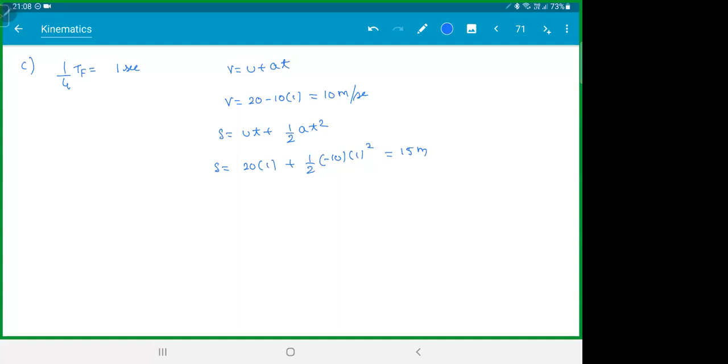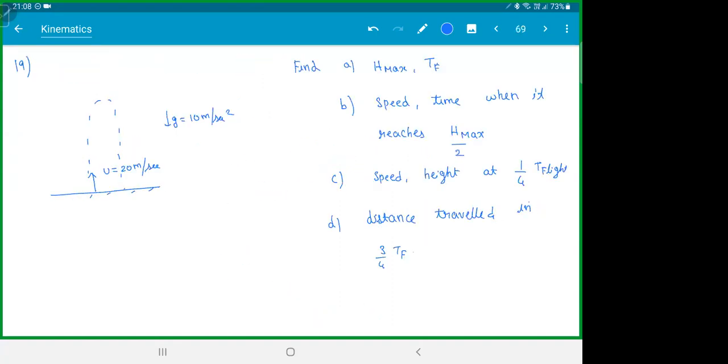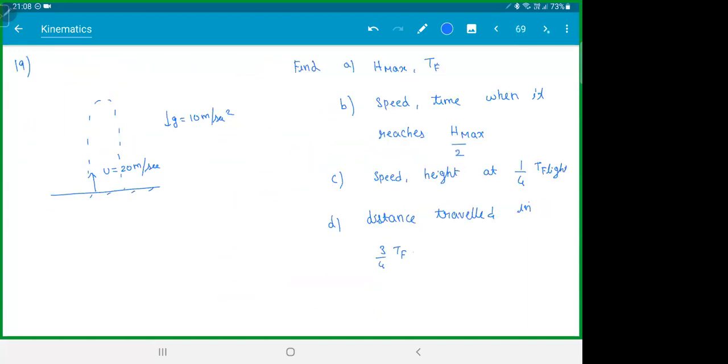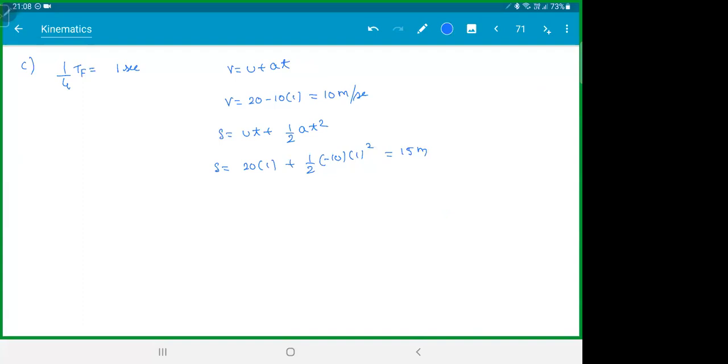What about the distance traveled in 3/4 of the time of flight? That would be a good question. What is the distance traveled in 3/4 of the time of flight? Okay, I'll give you a minute for that. Any doubts on this? A, B, C, please ask. C is easy, direct substitution.